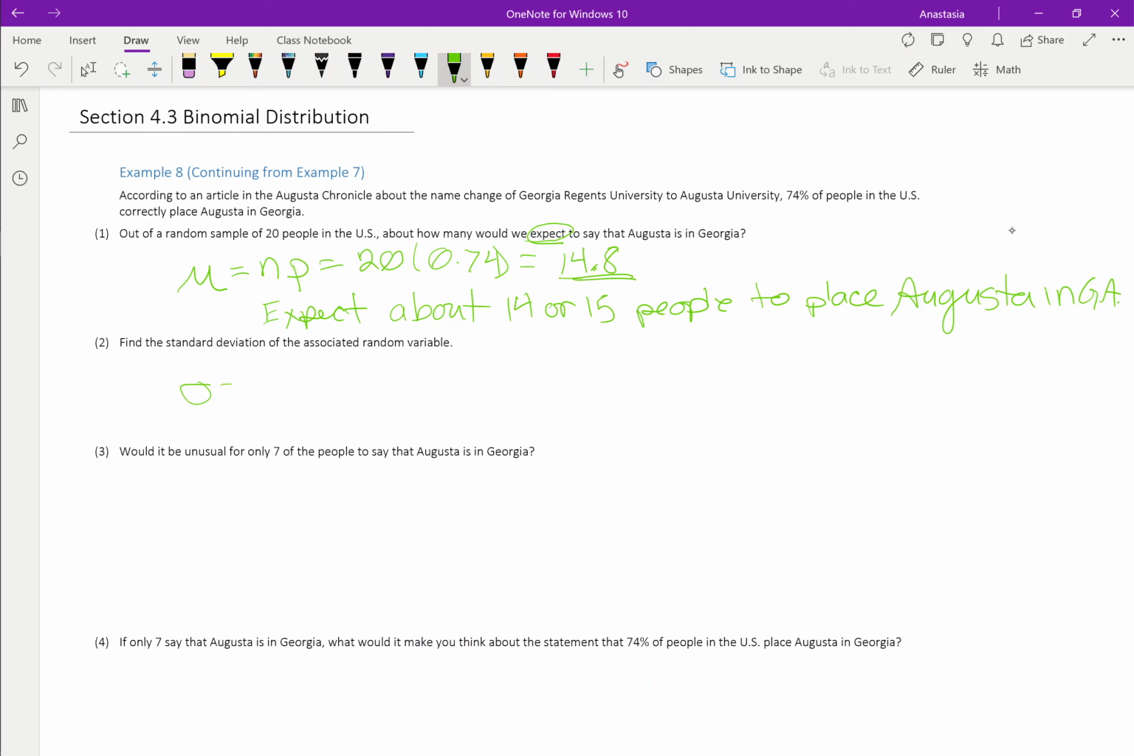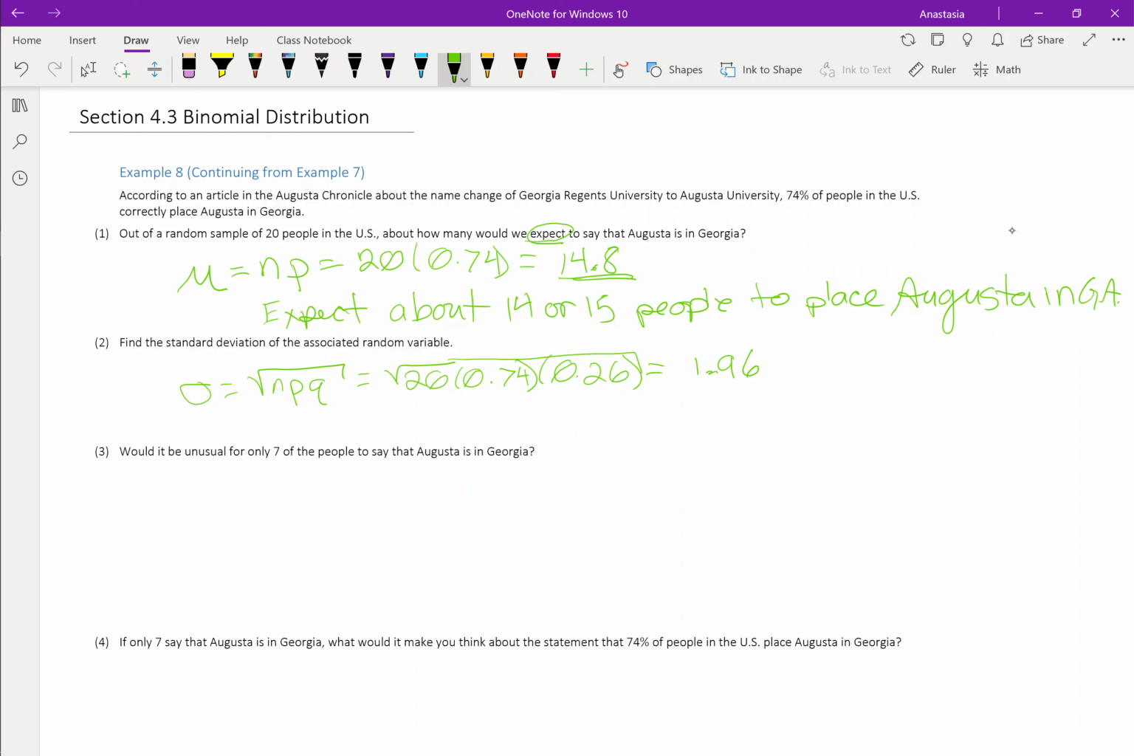So we know that the standard deviation based on our formula is the square root of n times p times q. So in this case, that's going to be the square root of 20 times 0.74 times 0.26, the square root of all that. And if we put that into a calculator, we will get 1.96. And that's all that we need to do for part 2.